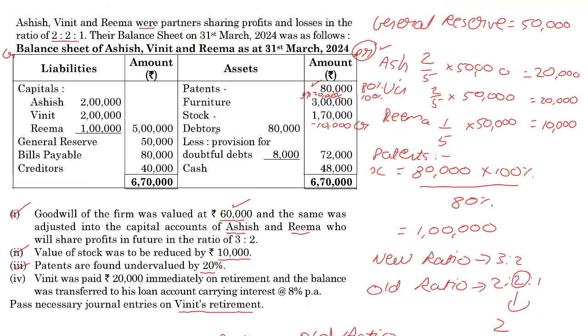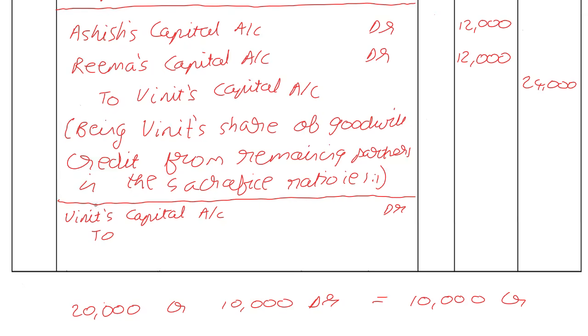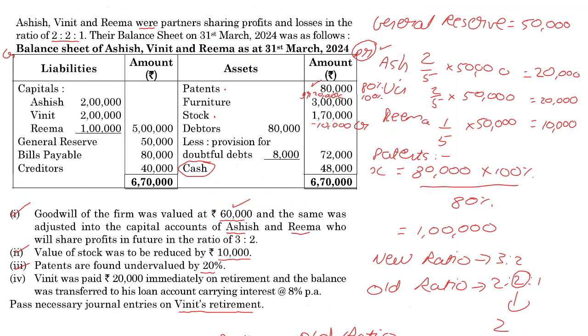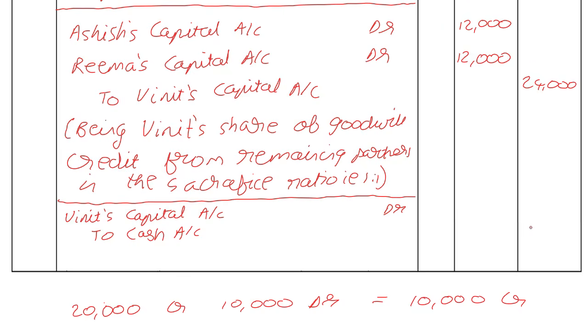Now whether it is cash or bank, look over here and see. It is cash. So we will say to cash account. And the entire amount of cash is going to be 20,000. That I'm going to write down now only. And the balance amount is going to be to Vineet's loan account.